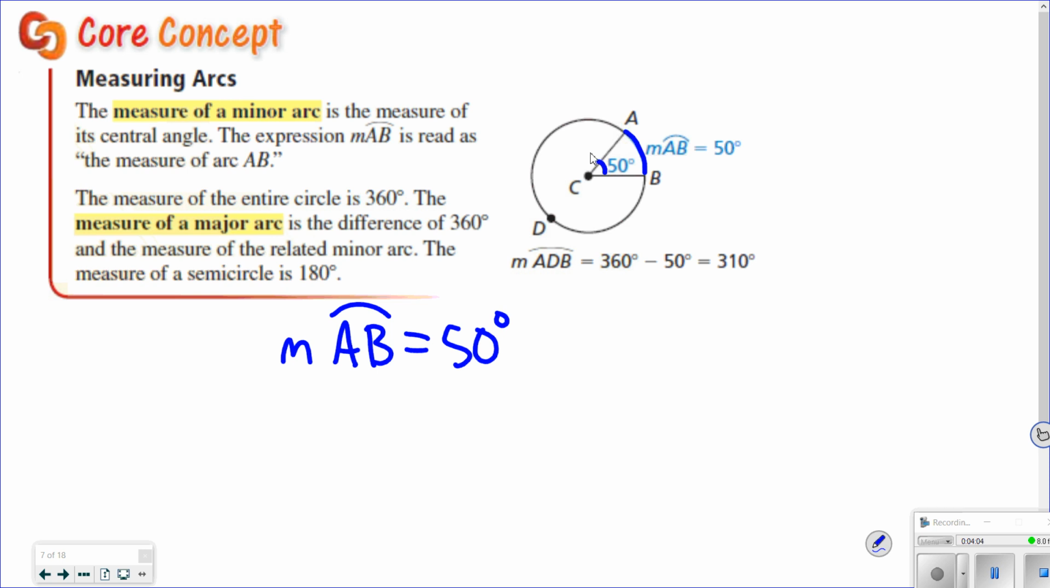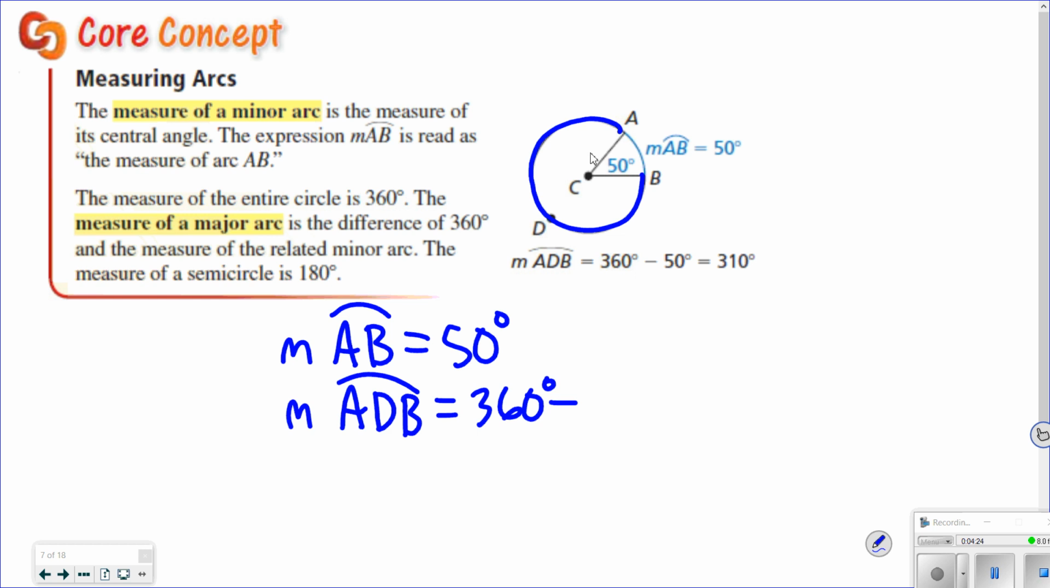If I wanted to find this major arc, so let's say we want to find the measure of arc ADB. That's this arc right here. It's 360 degrees all the way around. So all I would do is go 360 degrees minus the 50, subtracting out that piece right there. So the answer to that one comes out to be 310 degrees would be the measure of arc ADB. So if you're trying to find the measure of an arc, think of the measure of the central angle that intersects the arc, that forms the arc, and that's going to be the measure of your arc.